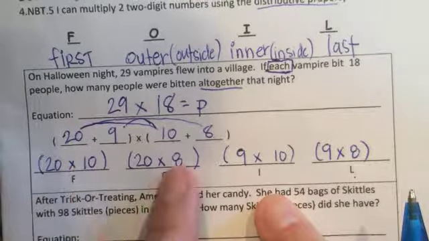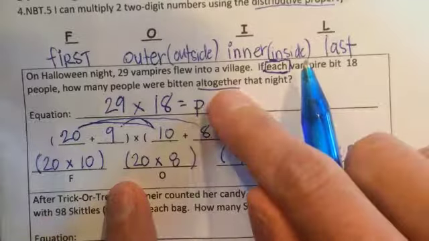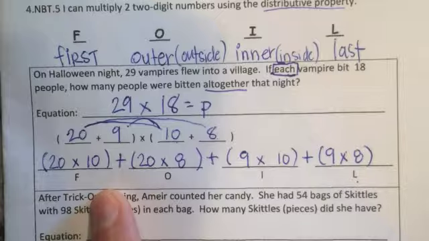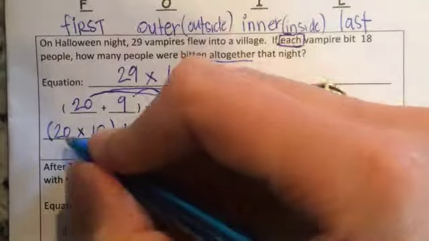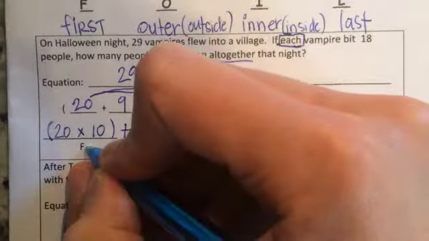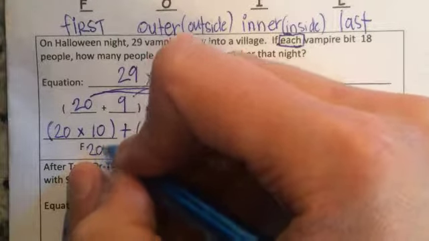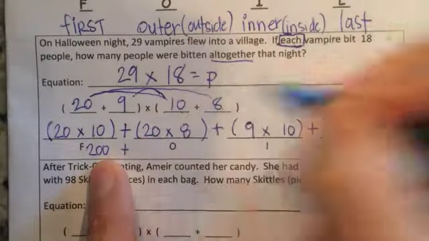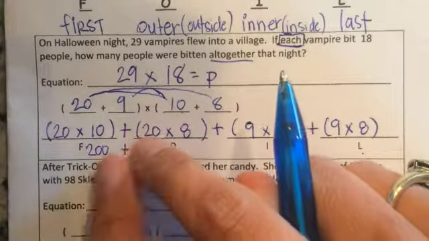Okay? Now I've got all these different equations, but I've got to figure out how much they are all together. That is when I add to figure out the total. So I need to figure out what each one of these numbers is, and then I can add them together. 20 times 10, that answer is 200. So I'm going to write 200 below that. Now I'm going to keep my plus sign, and do what's in parentheses next. So I've got 20 times 8.